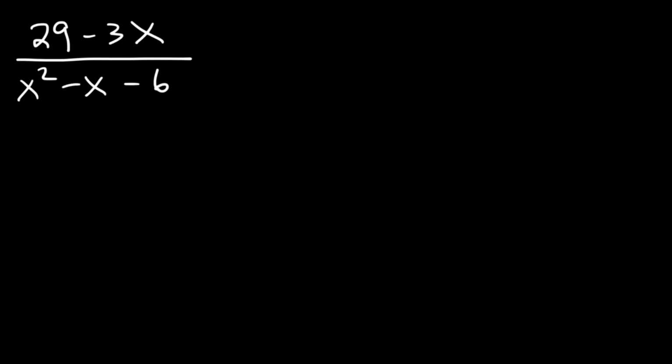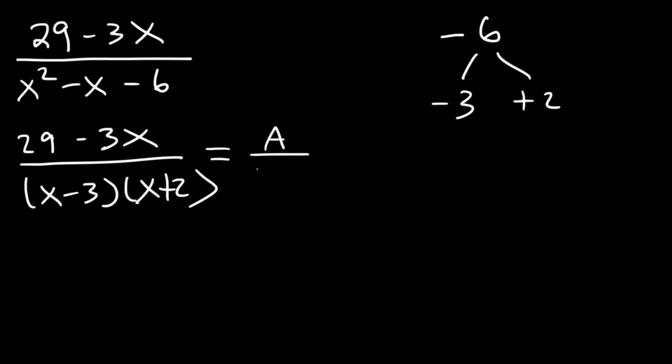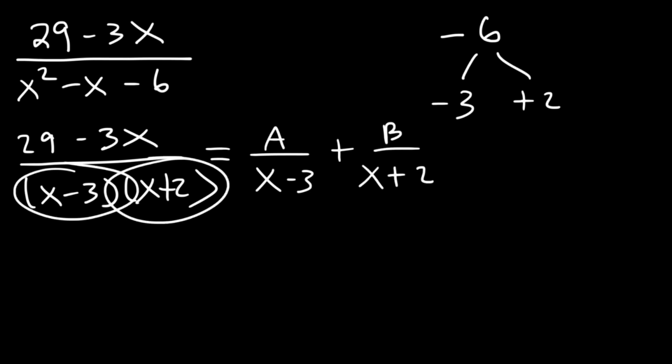So first, we need to factor the denominator. By the way, notice that the denominator is always 1 degree higher than the numerator. Now, what two numbers multiply to negative 6 and add to the middle coefficient negative 1? This is going to be negative 3 and positive 2. Negative 3 plus 2 adds up to negative 1. So we have (29 minus 3x) divided by (x minus 3) times (x plus 2). So let's set this equal to a over (x minus 3) plus b over (x plus 2), since we have two linear factors.